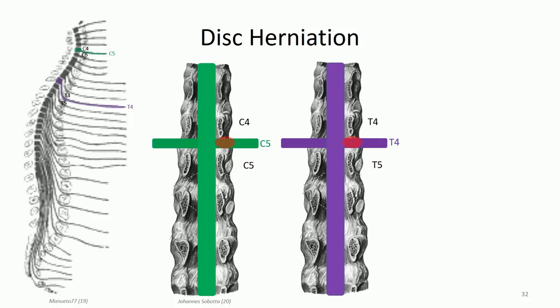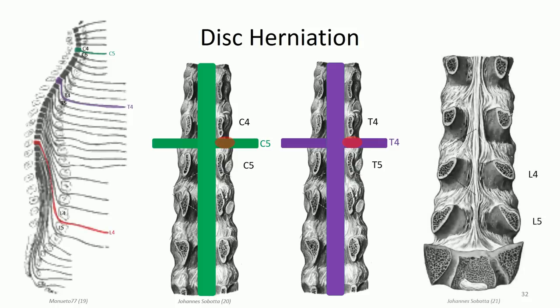Lumbar disc herniations are by far the most common, but also a little more tricky to accurately predict. Here, we see the L4 nerve exiting between L4 and L5, as we would predict. Notice, however, that as part of the cauda equina, the L4 spinal nerve has been stretched inferiorly by the growth of the vertebral column, and therefore exits from the superior half of the intervertebral foramen, as pictured here.